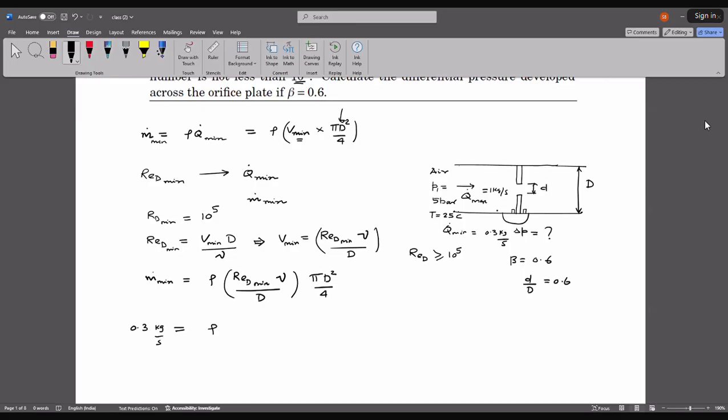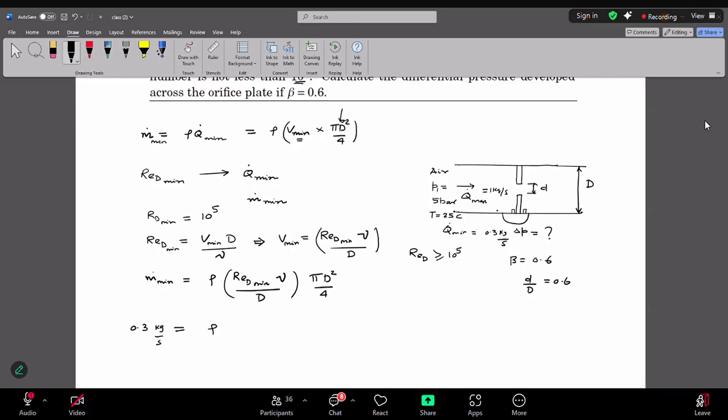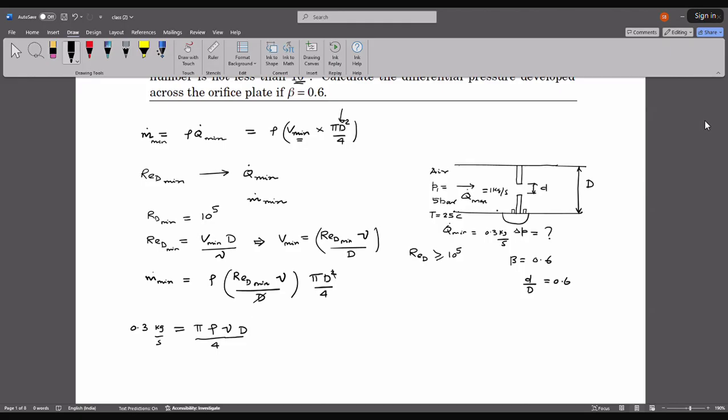On the right hand side, we have rho into nu into pi by 4 into D, because this D squared gets cancelled. So we have pi rho nu D divided by 4 into Re_D minimum, right?